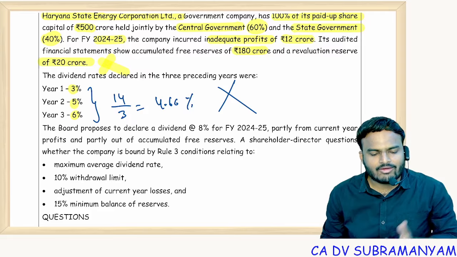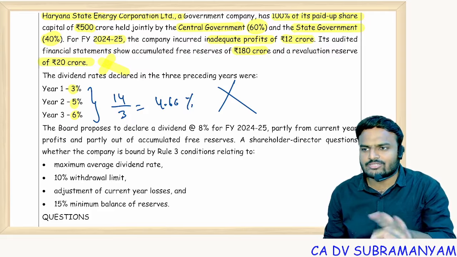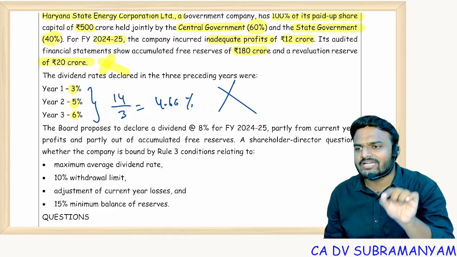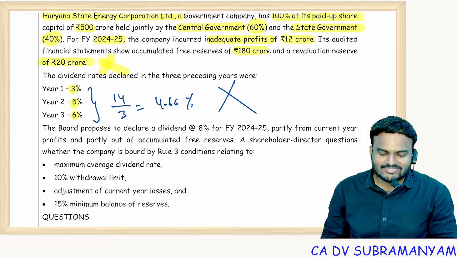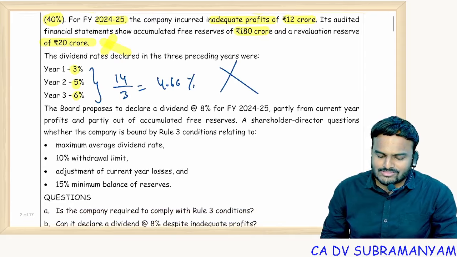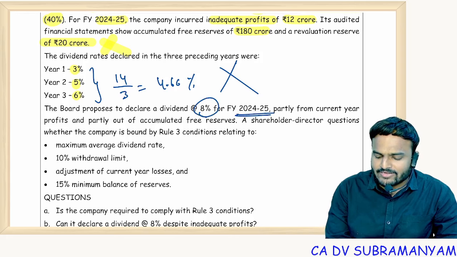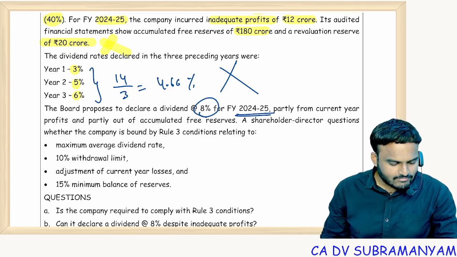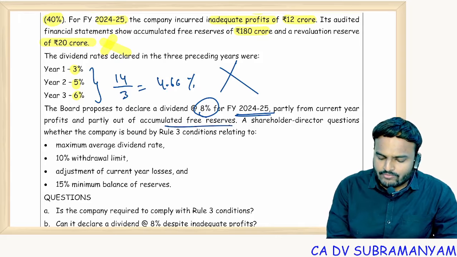But if you remember, this calculation is waste. Calculation not applicable. Average rate of dividend, condition 2, condition 3, condition 4 not applicable, since it is a 100% government owned company. So generally students will do calculations. I also did it, but not required. The board proposes to declare a dividend of 8% for financial year 24-25, partly from current year profits and partly out of accumulated free reserves.